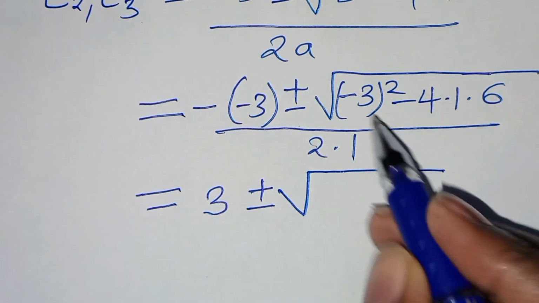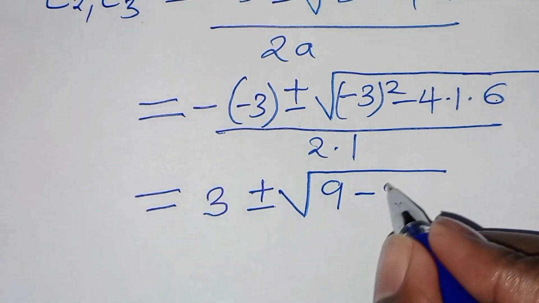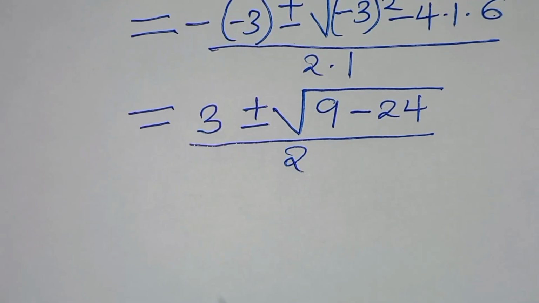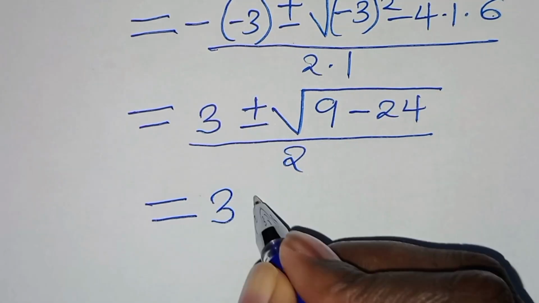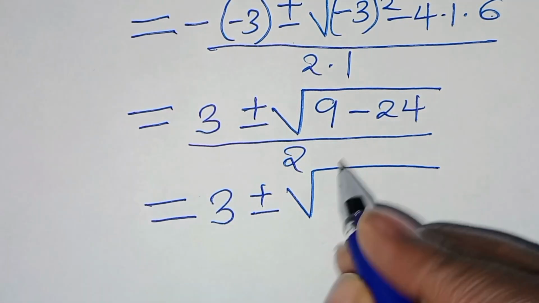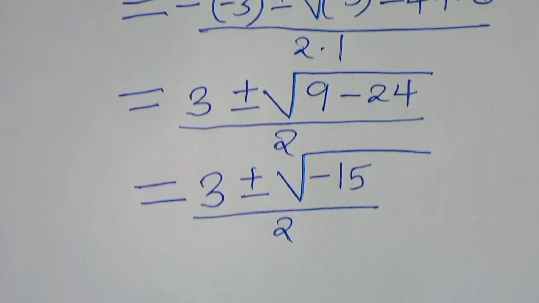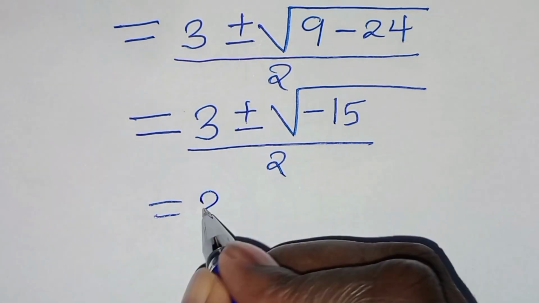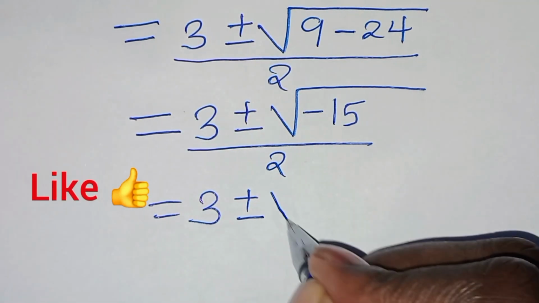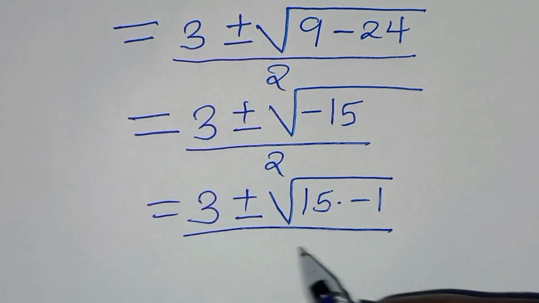of minus 3 squared, this is 9, then subtract 6 times 4, this is 24, everything here divided by 2. So this implies that here we have 3 plus or minus the square root of 9 minus 24, this is minus 15 divided by 2. So this implies again here we have 3 plus or minus. We can express the square root of minus 15 as the square root of 15 times minus 1, over 2.